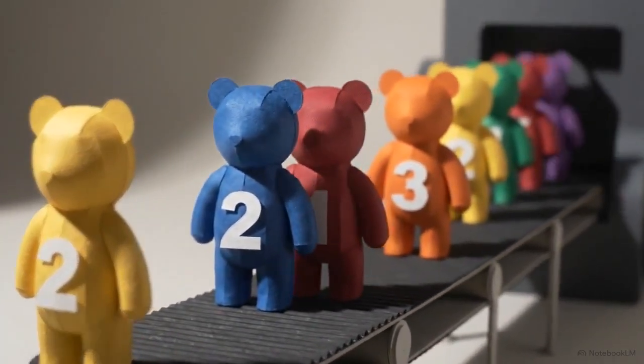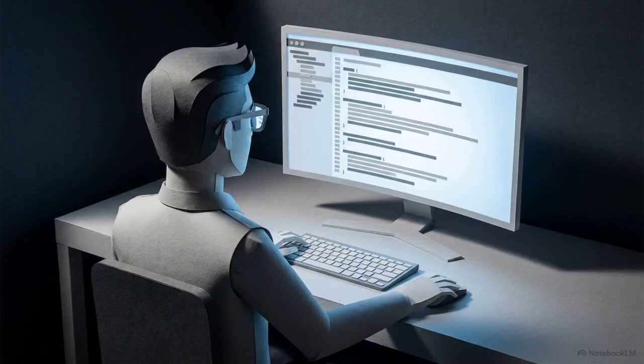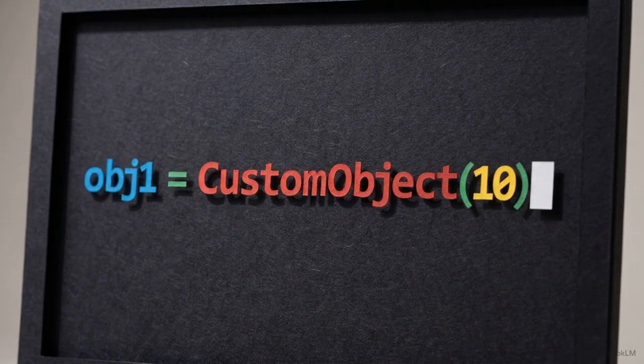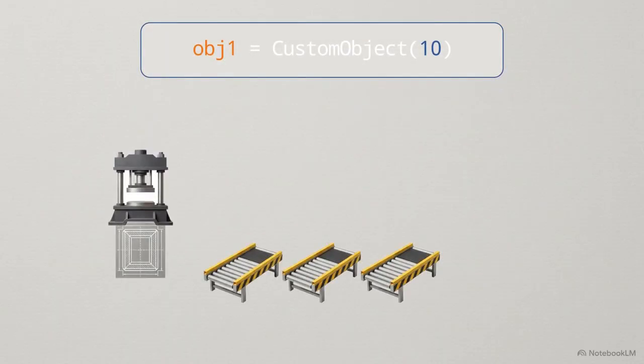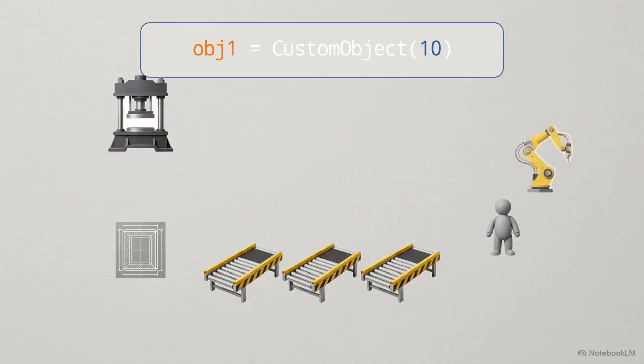When you are writing a program, you don't usually see all this machinery. You type a single line of code to ask for a customized object. This diagram shows what happens next. That one simple command secretly triggers the entire two-step factory sequence in strict order behind the scenes.